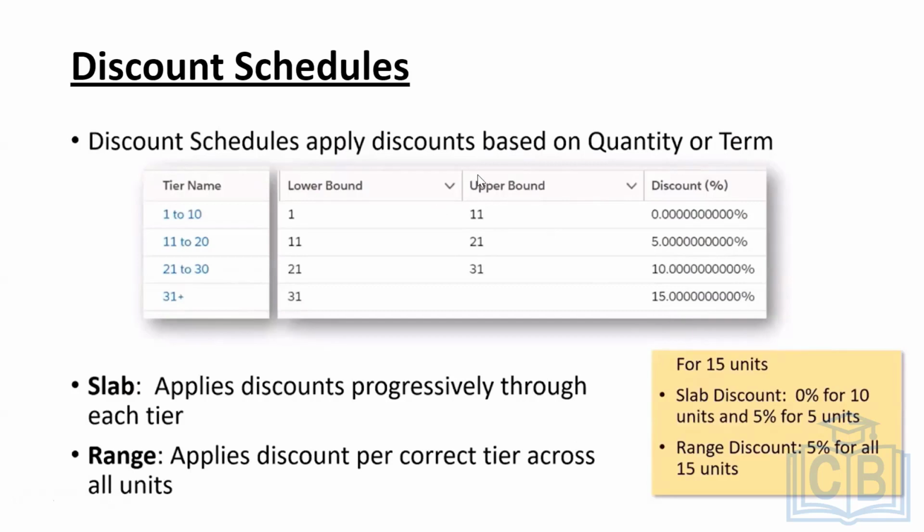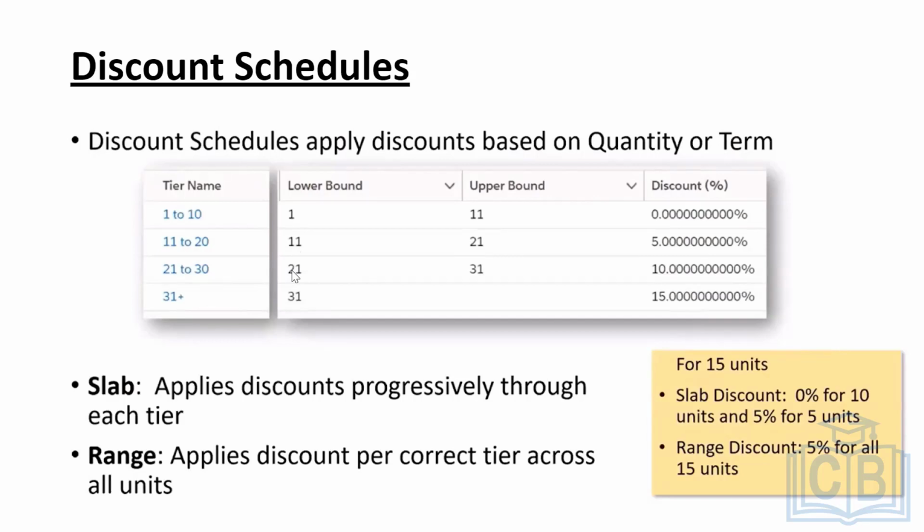Again, here also the upper bound is exclusive. It is not going to be a part of this particular range. So it is again 1 to 10, 11 to 20, 21 to 30. Upper bound is always exclusive. It's just to mention so that there should be no gap from the first slab to another slab. 11 and 11, 21 and 21.